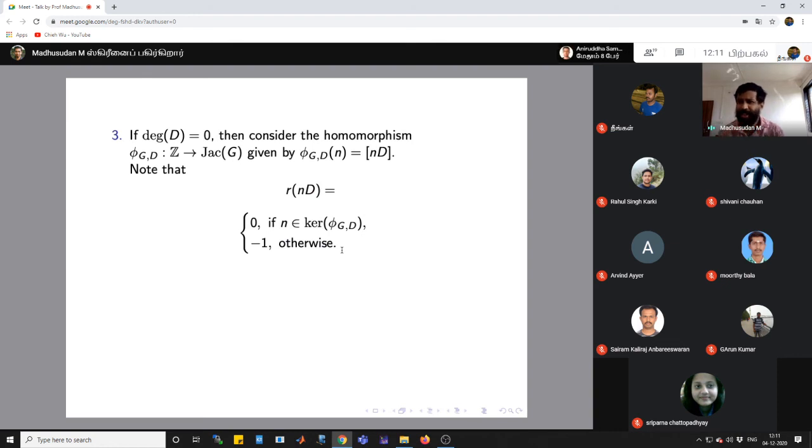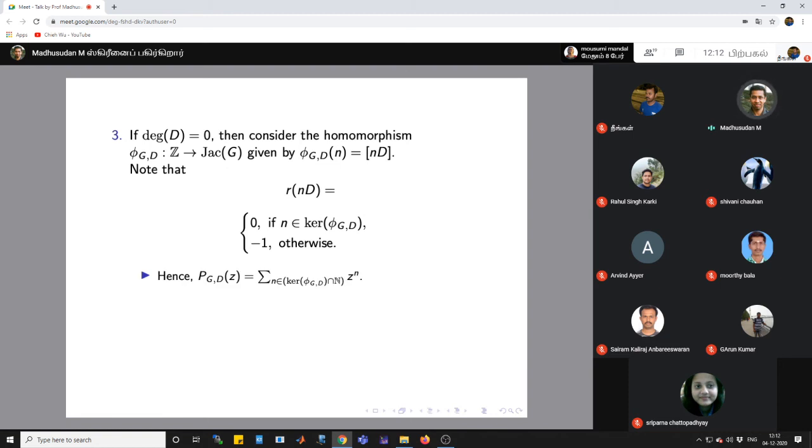This is because for a degree 0 divisor, there are only two possibilities for rank. It's either a principal divisor, in other words linearly equivalent to the 0 divisor, and then it has rank 0. Otherwise, it has rank -1. This case distinction comes from that, because if n belongs to the kernel of phi_gd, remember in Jac(G) you are quotienting by the principal divisors. So that's exactly the same as saying that the divisor nD is a principal divisor. This is really a reformulation of that observation about ranks of divisors of degree 0.